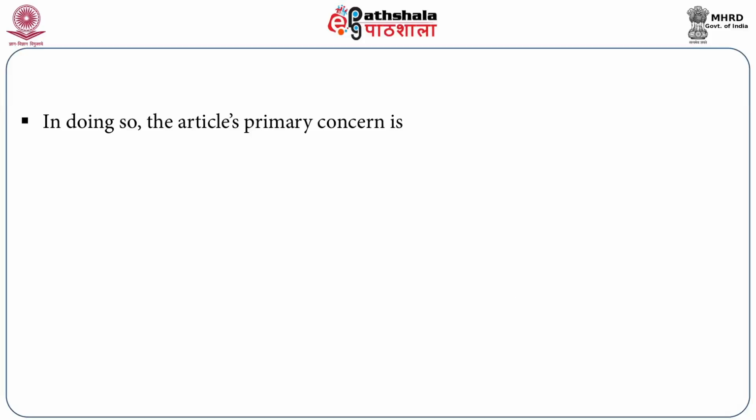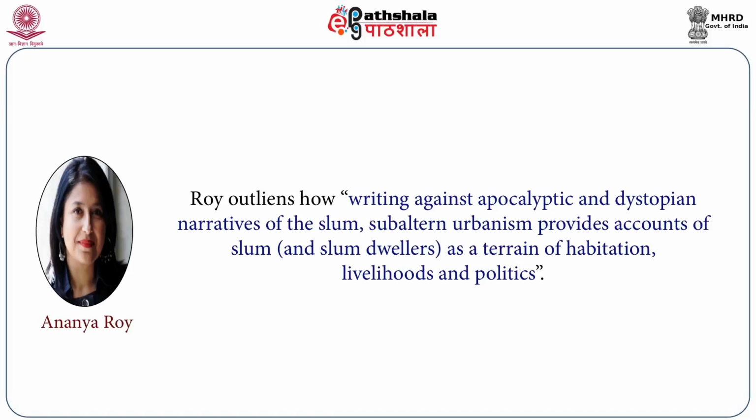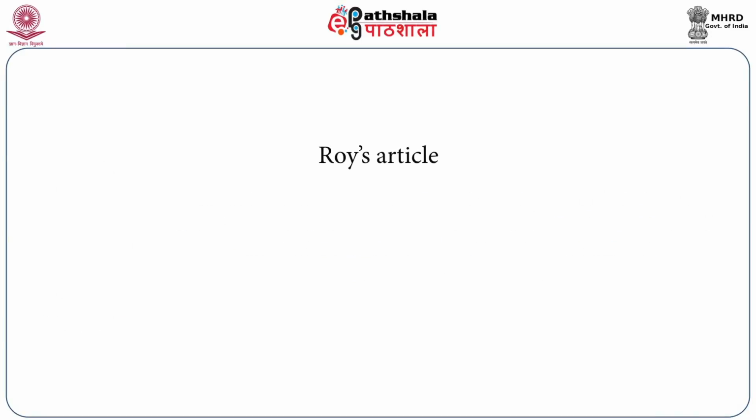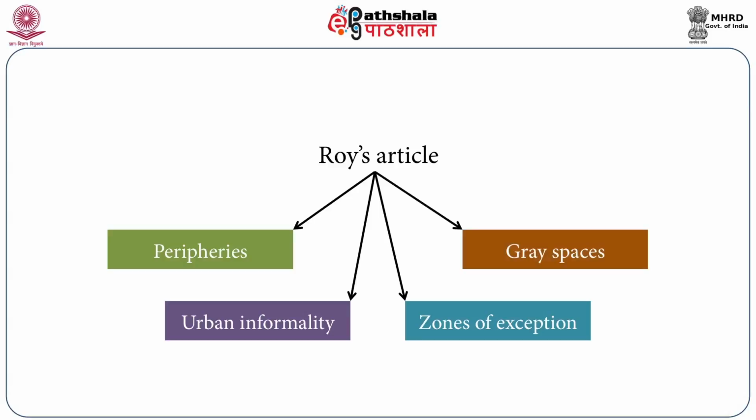In doing so, the article's primary concern is the formation of ideas of subaltern urbanism, which undertakes the theorization of the megacities and its subaltern spaces and subaltern class, of which the narratives of the ubiquitous slum is the most prominent. Roy outlines how, writing against apocalyptic and dystopian narratives of the slum, subaltern urbanism provides accounts of the slum and slum dwellers as a terrain of habitation, livelihoods, and politics. Roy's article specifically engages with four categories, namely peripheries, urban informality, zones of exceptions, and grey spaces.